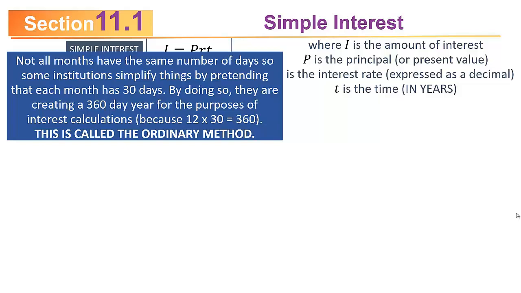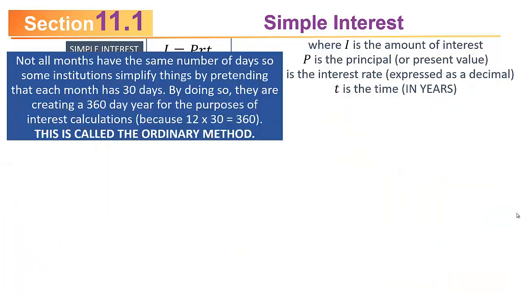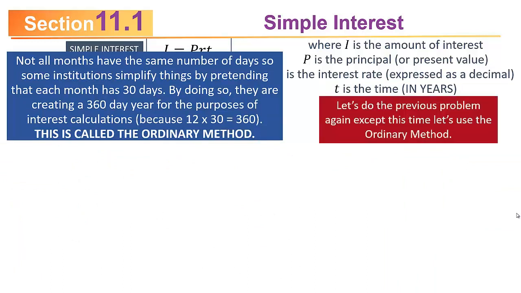So if you go back to the previous problem, the exact method uses the exact number of days in a year, which is 365. The ordinary method pretends there's only 360 days in a year and uses 360 instead of 365. So the calculation is exactly the same if we want to do it by the ordinary method instead of the exact method.